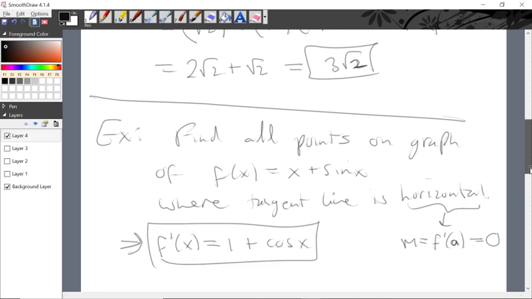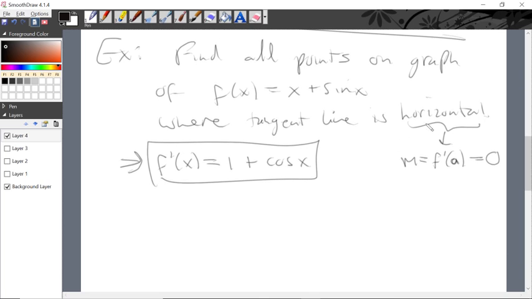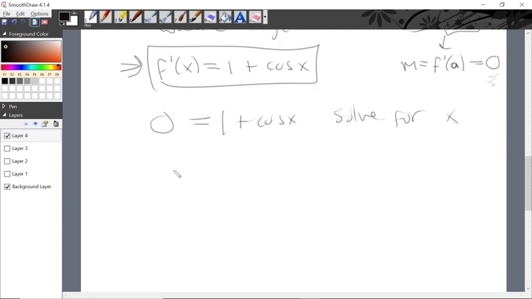All right. So establishing that, we're being asked to find information about a derivative here. So we need to find the derivative of our function. That's the first thing. Then we need to set our derivative equal to 0 because that's where we would have horizontal tangent lines. So we're going to solve the equation now. 0 equals 1 plus cosine x. And we're going to solve for all values of x that make this equation true. So this is the same as saying that cosine x is equal to negative 1.